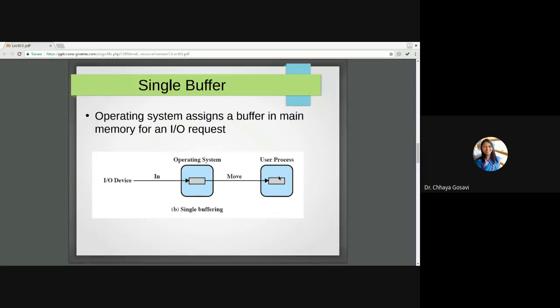And whenever user process asks for the data, operating system can pass this data to the user process and can read next data in advance without being asked by user process. That is with single buffering. Single buffering speeds up this process, as well as it will minimize the load of deadlock. So process no need to wait for this IO device because data is already with the operating system and user process can use this data with a single buffer.